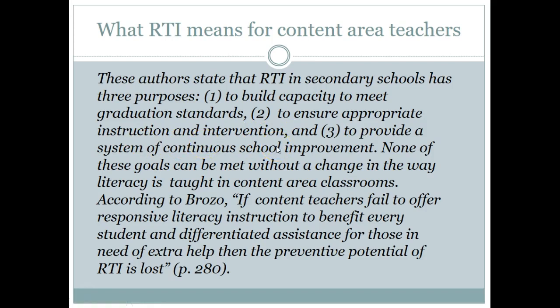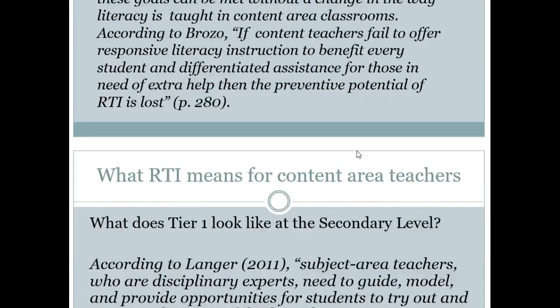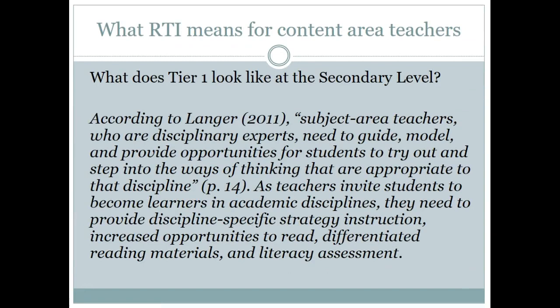So, the better your instruction is getting whole school, the fewer students you're going to have to catch up. I mean, ideally, you wouldn't have students at the secondary level who needed this kind of support, but that isn't the reality. So none of these goals can be met without a change in the way literacy is taught in content area classrooms. If content teachers fail to offer responsive literacy instruction to benefit every student and differentiated assistance for those in need of extra help, then the preventative potential of RTI is lost. So RTI still needs to be happening in the upper grade levels. It just looks very different.